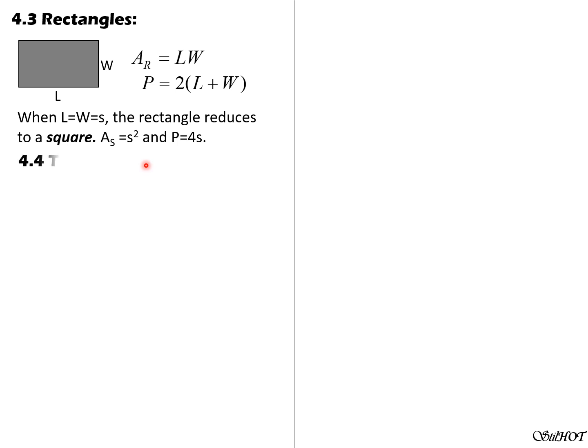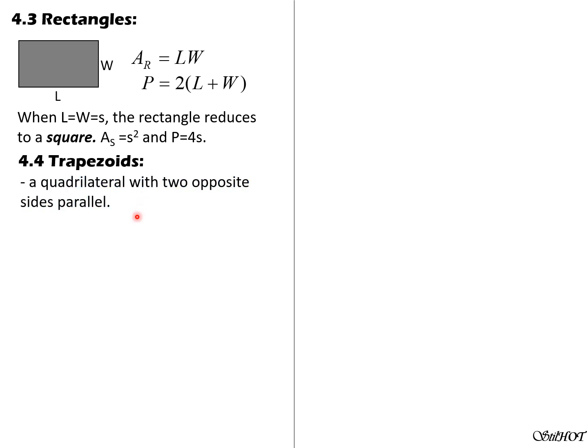For trapezoids, we divide it into two triangles, and remember that the area of a triangle is 1/2 base times height, the basic formula. So it is a quadrilateral with two opposite sides parallel. When the non-parallel sides are equal, then it is called an isosceles trapezoid. So this is a trapezoid in general. A and B are parallel but not equal. So we're going to divide this trapezoid into two parts.